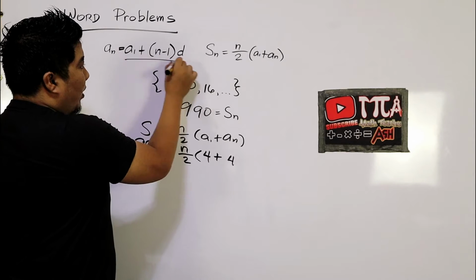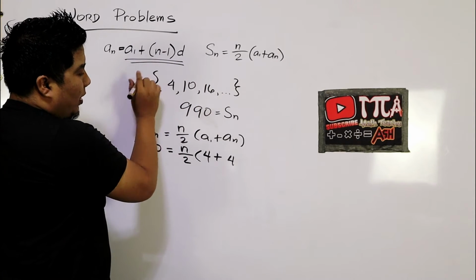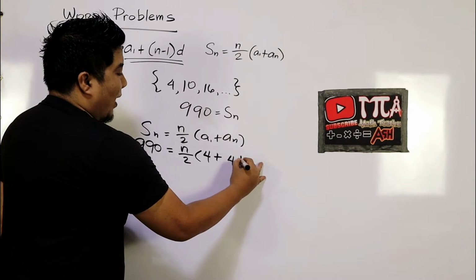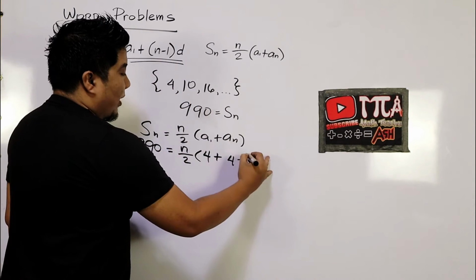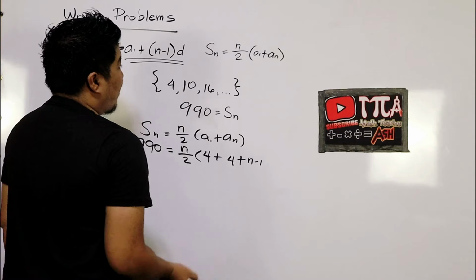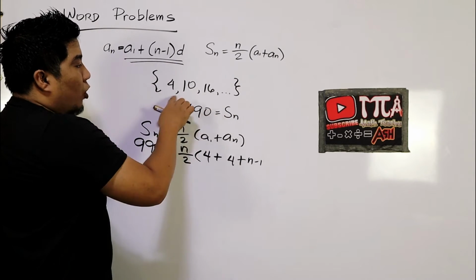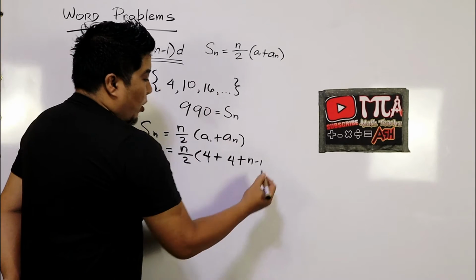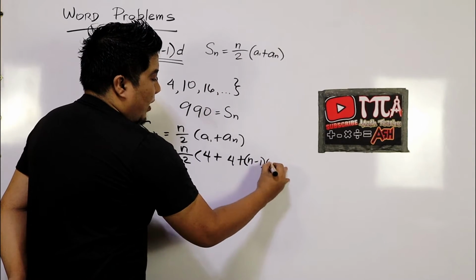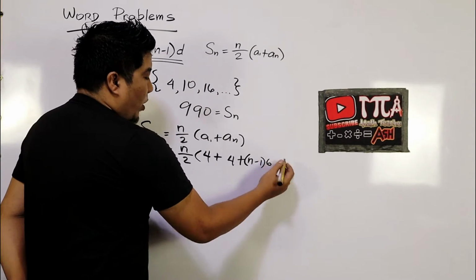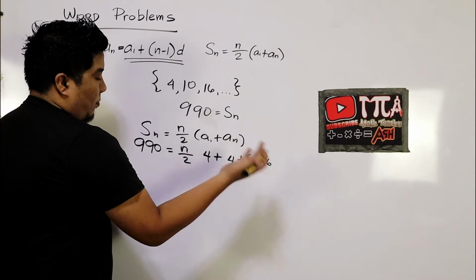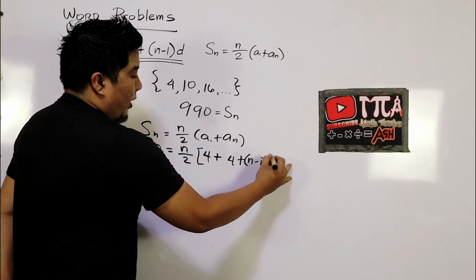I will be putting this in our a sub n. So that is 4 plus n minus 1. Our n is still unknown. So n minus 1 times the difference. Basically, we can know the common difference here. So 10 minus 4, that is 6. So it has 6 as the common difference. Then we close it with another parenthesis. Since we are using double parentheses, now we can use a bracket here.